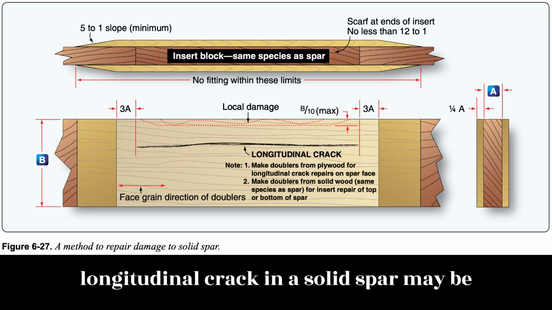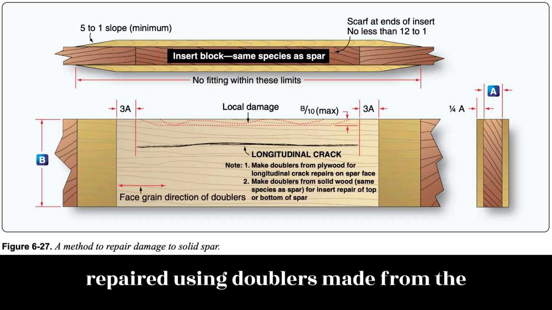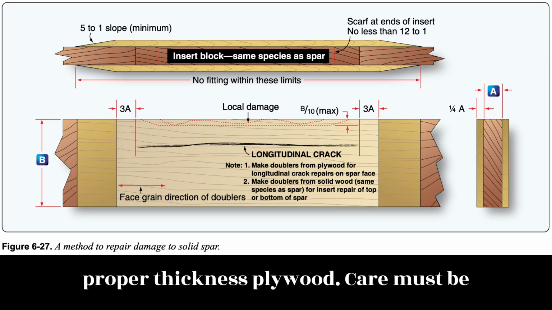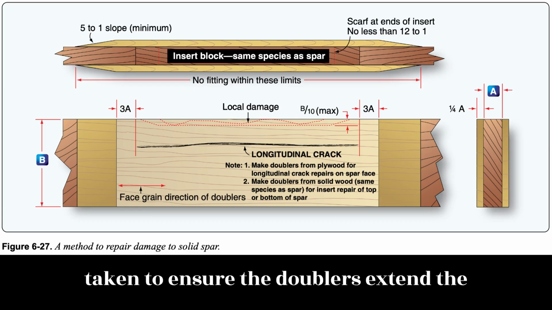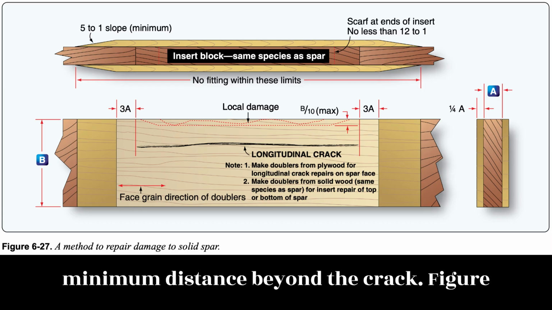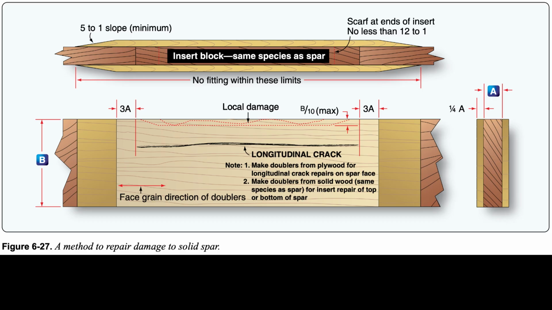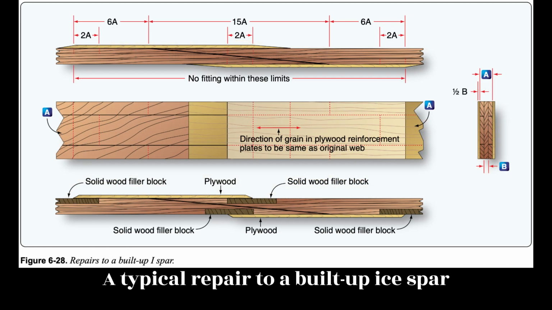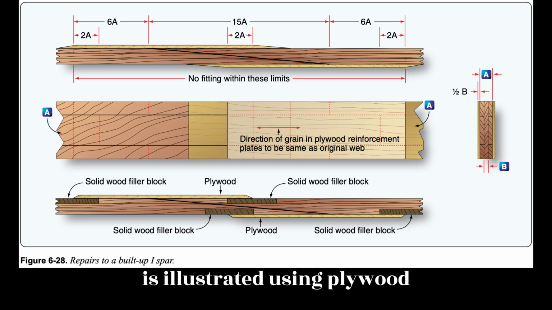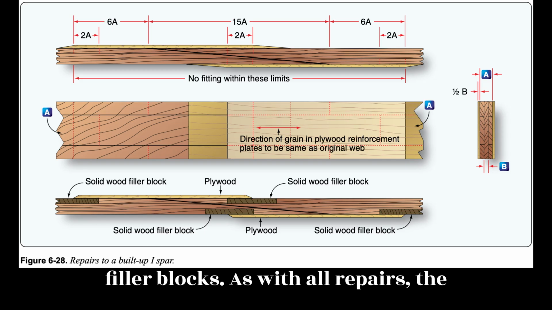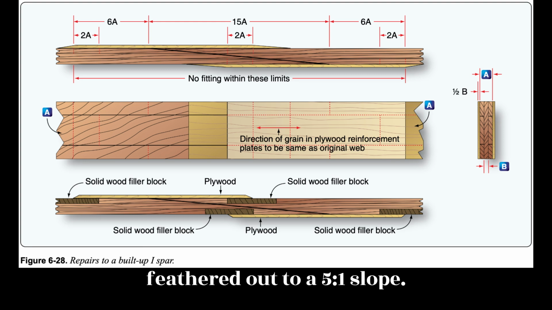A longitudinal crack in a solid spar may be repaired using doublers made from the proper thickness plywood. Care must be taken to ensure the doublers extend the minimum distance beyond the crack. Figure 6.27. A typical repair to a built-up I-spar is illustrated using plywood reinforcement plates with solid wood filler blocks. As with all repairs, the reinforcement plate ends should be feathered out to a 5:1 slope.